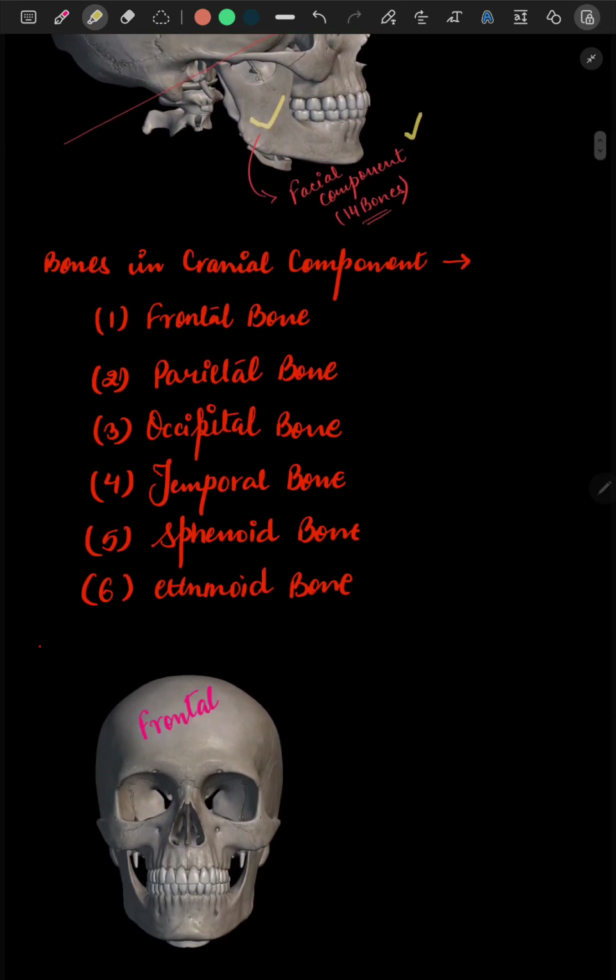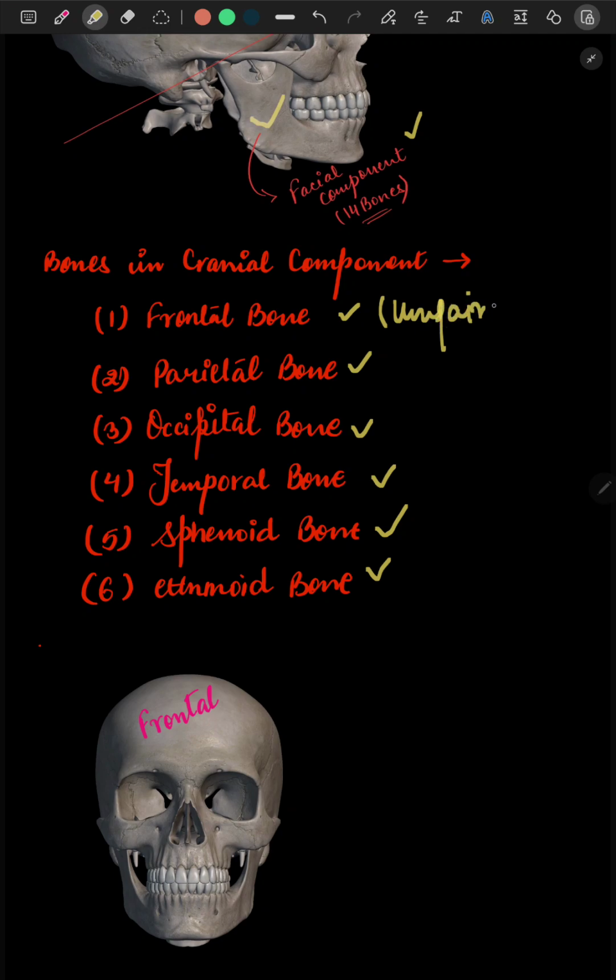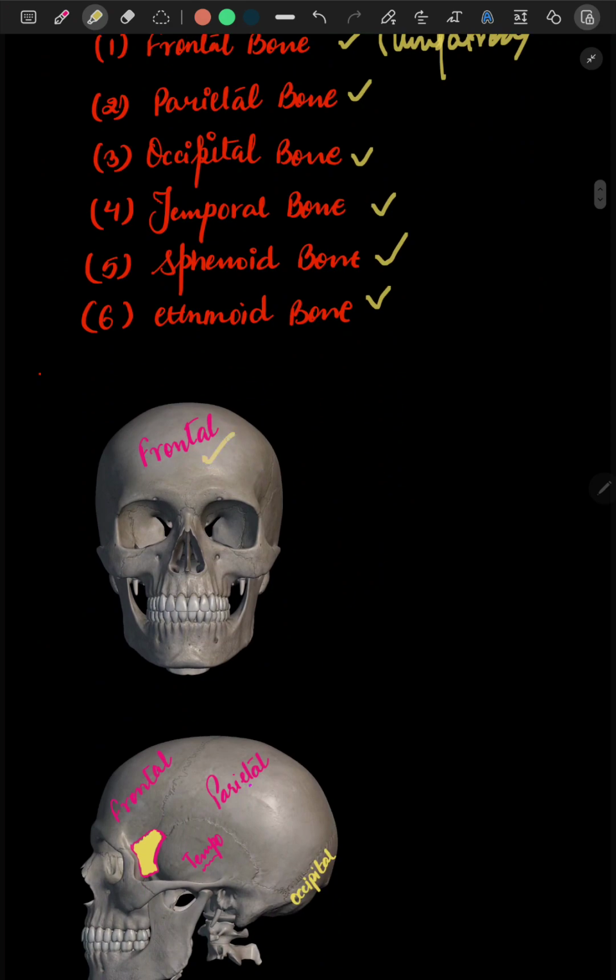The bones seen in this part are the frontal bone, parietal bone, occipital bone, temporal bone, sphenoid bone and the ethmoid bone. All these bones together make up the cranial component of the skull. Now let us look at which are paired structures and which are unpaired. For example, the frontal bone is an unpaired structure. You can see in this image, this is your frontal bone, and it is an unpaired structure.